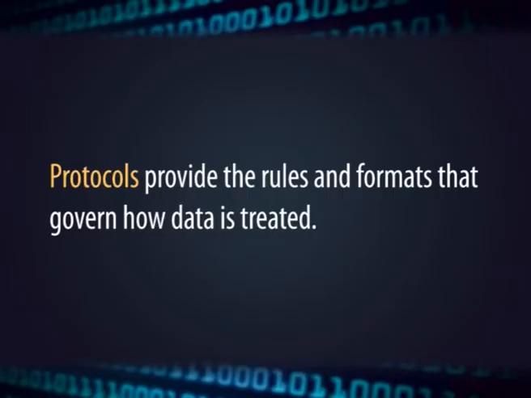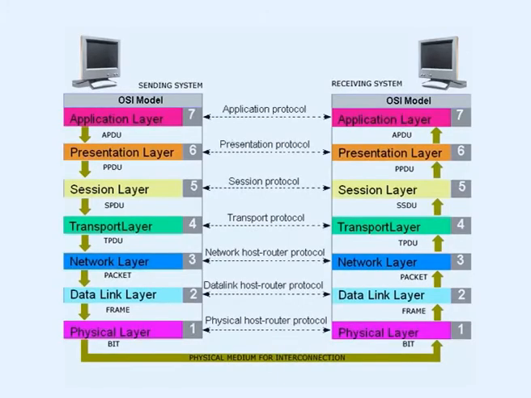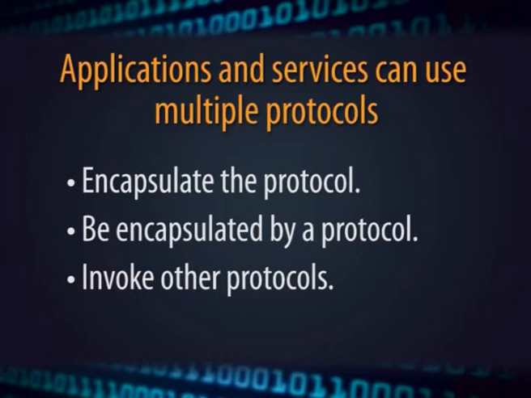Simply, protocols provide the rules and formats that govern how data is treated. Application layer protocols are used by both the source and destination devices during a communication session. The application layer protocols implemented on the source and destination host must match. The application layer uses protocols that are implemented within applications and services. Applications provide people a way to create messages. Application layer services establish an interface to the network. Applications and services can use multiple protocols.